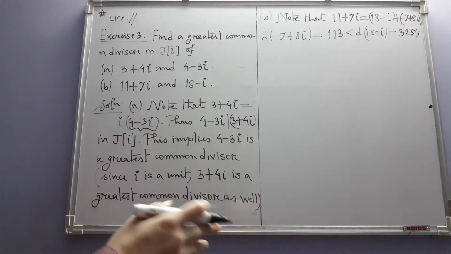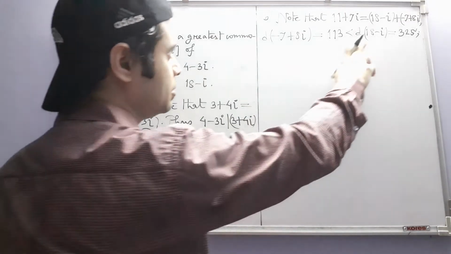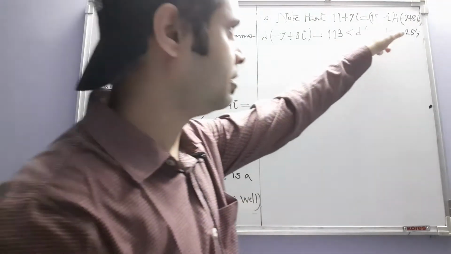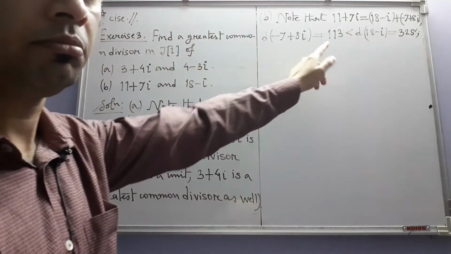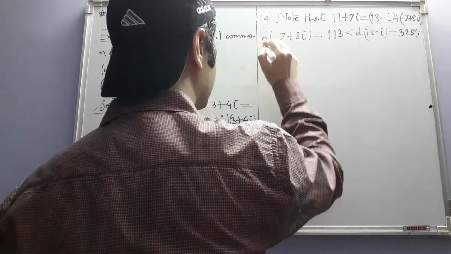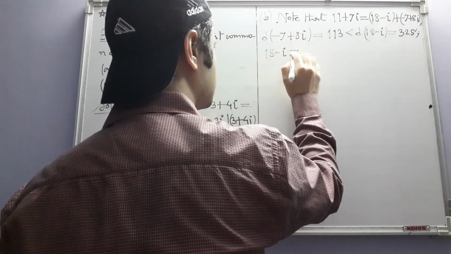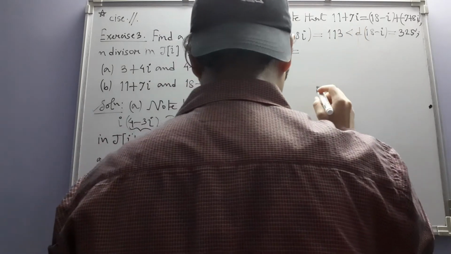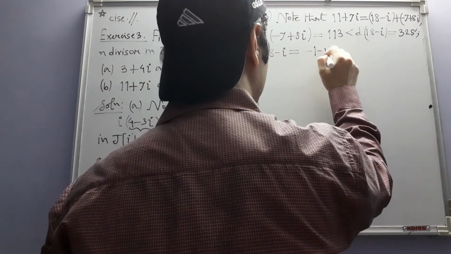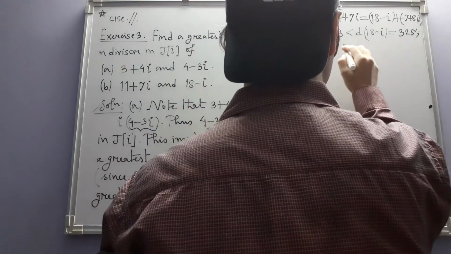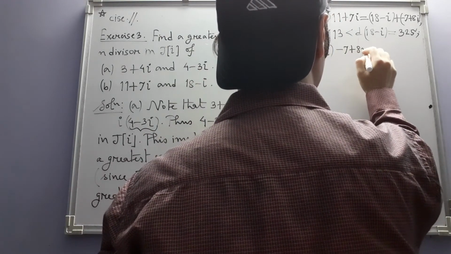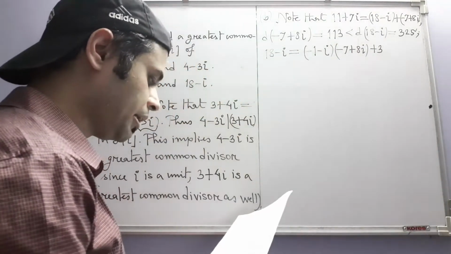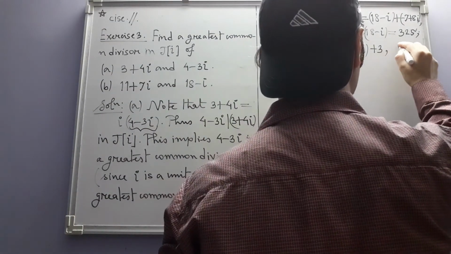Then in the next step of our algorithm to find the GCD, we will divide 18 minus i by minus 7 plus 8i. Divide the divisor of the previous step by the remainder of the previous step. So doing that, we will get 18 minus i. Here, however, the calculation is not as easy as the previous one. It is minus 1 minus i times minus 7 plus 8i plus 3. In this case, the remainder turns out to be a real number.